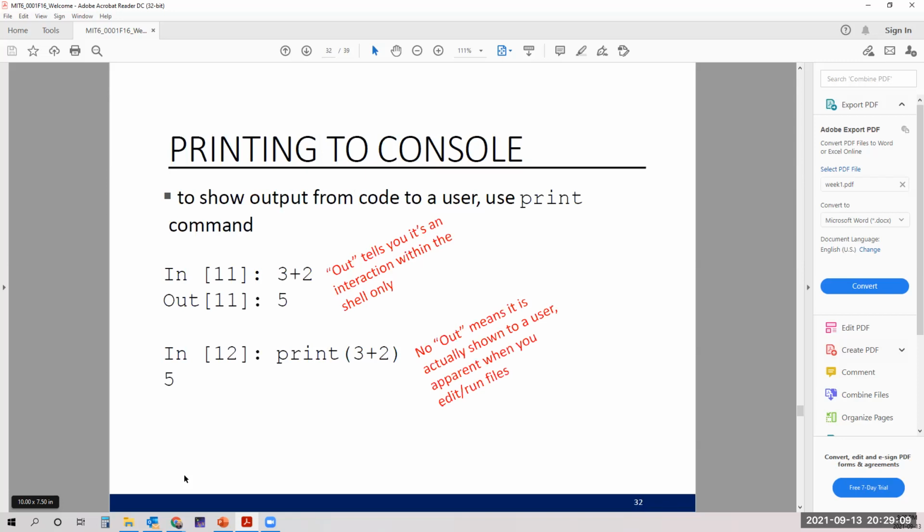Printing to the console. For example, if we write 3 plus 2, it will give me 5 in Python. If I write print(3 + 2), it will also give me 5, which is the same command.